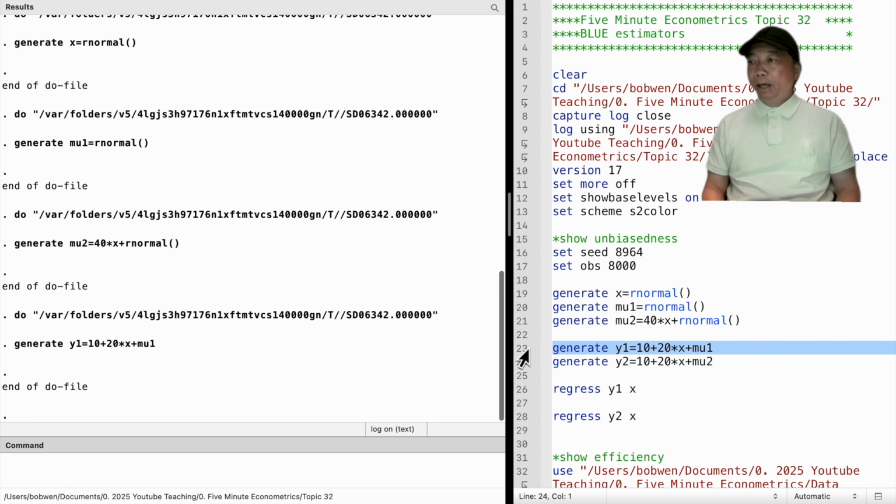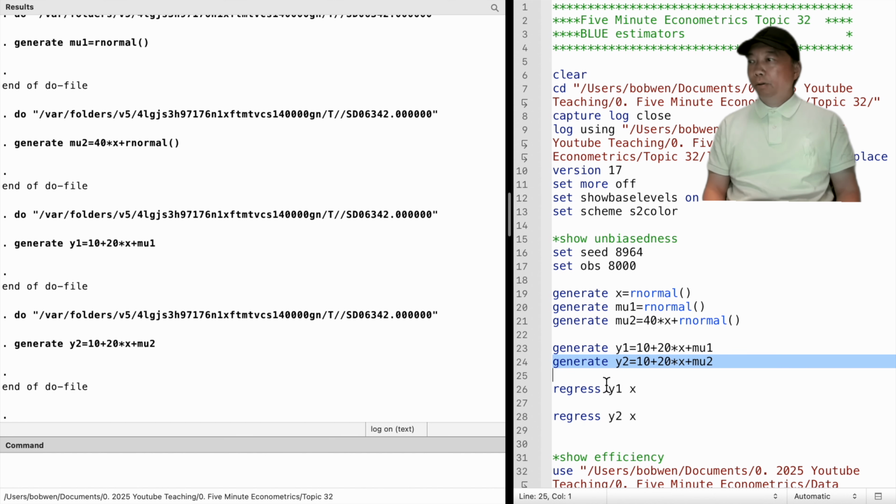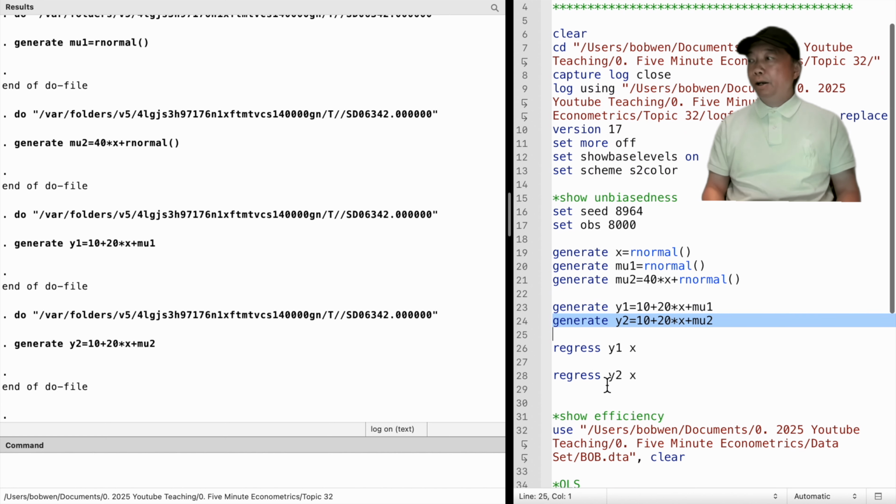Next, we create 2 outcome variables, y1 and y2, that correspond to the 2 error terms. We assign the intercept and slope coefficients as the 2 parameters. These are the 2 relationships between y and x. So we have simulated data with specific features, allowing us to determine whether OLS estimates are unbiased.